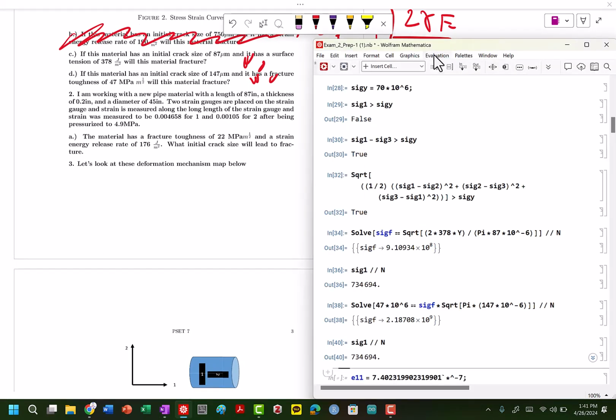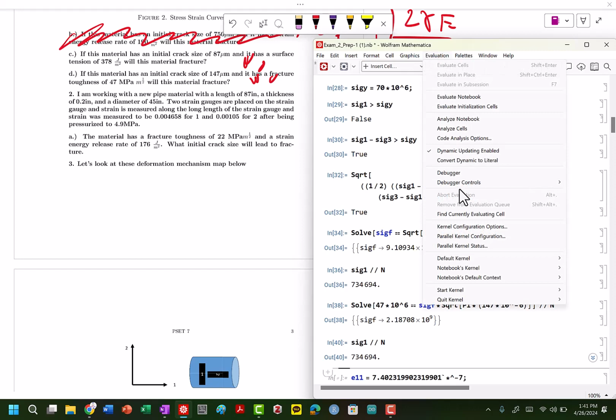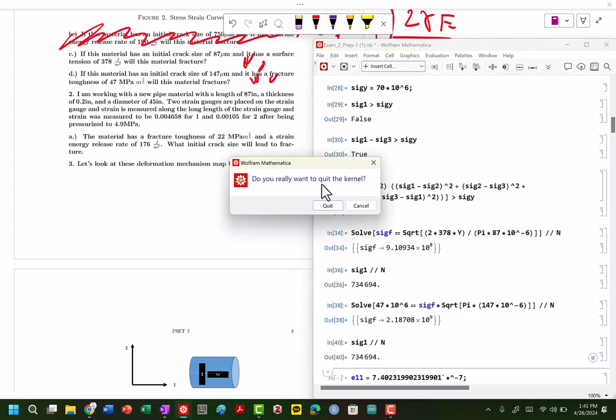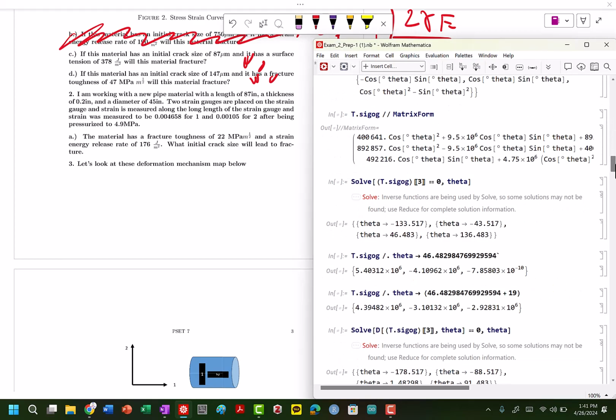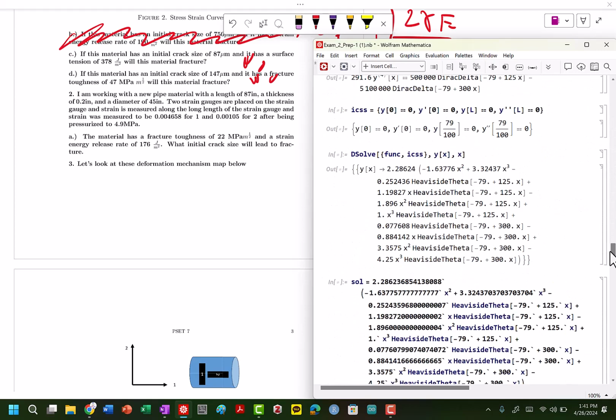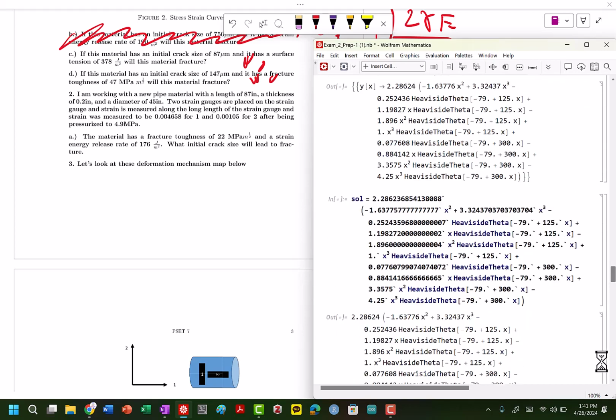All right, I actually happen to remember this solution. Let's go ahead and clear the kernel, quit the kernel. We don't even need to care too much about this, and even our previous solution.